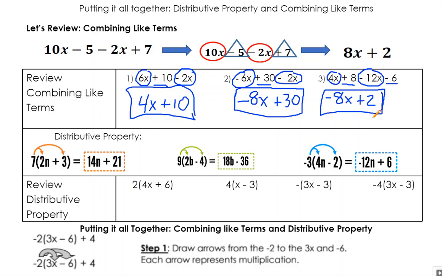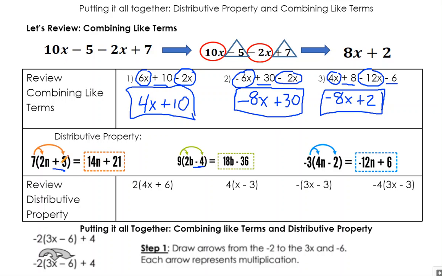All right, so that is combining like terms, a review. You can combine things that have the same variable, or if everything is a constant, you can combine those. The next thing we learned was the distributive property. Remember, you take the term on the outside and multiply it to both things on the inside. What you want to remember is that the sign in front of that term stays with it. So this is really a negative 4.